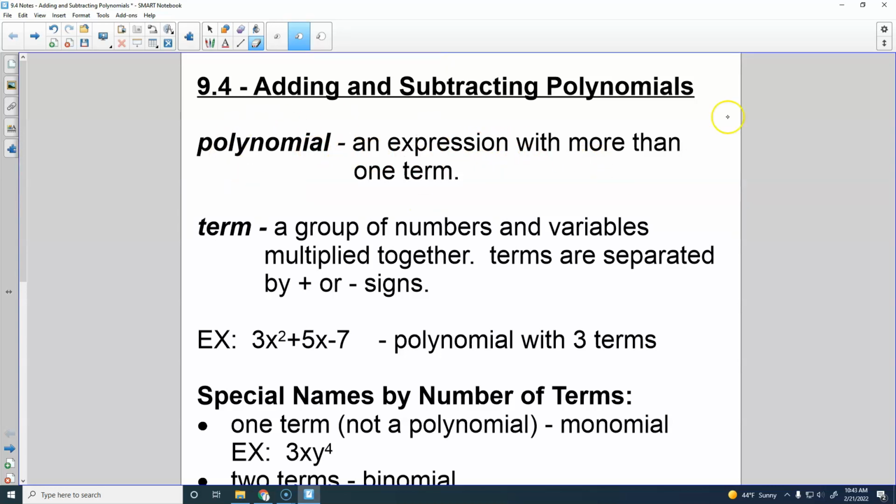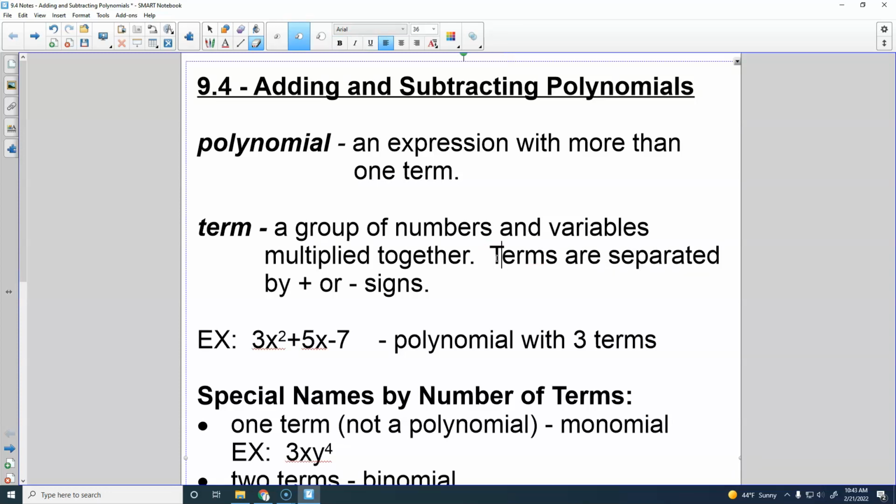Well, to know what that means, you need to know what a term is. So a term is a group of numbers and variables multiplied together. That should be a capital T right there, saying that terms are separated by plus or minus signs. So, for example, right here I've got 3x squared plus 5x minus 7. So your terms are going to be separated out by plus or minus signs.